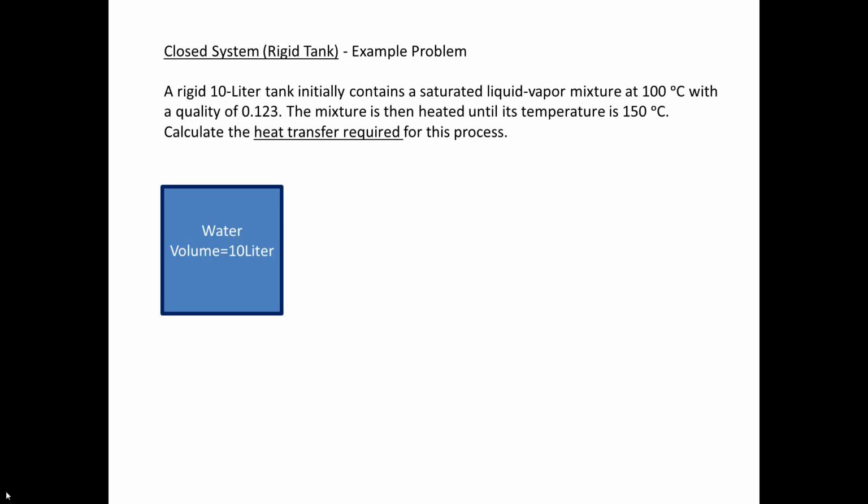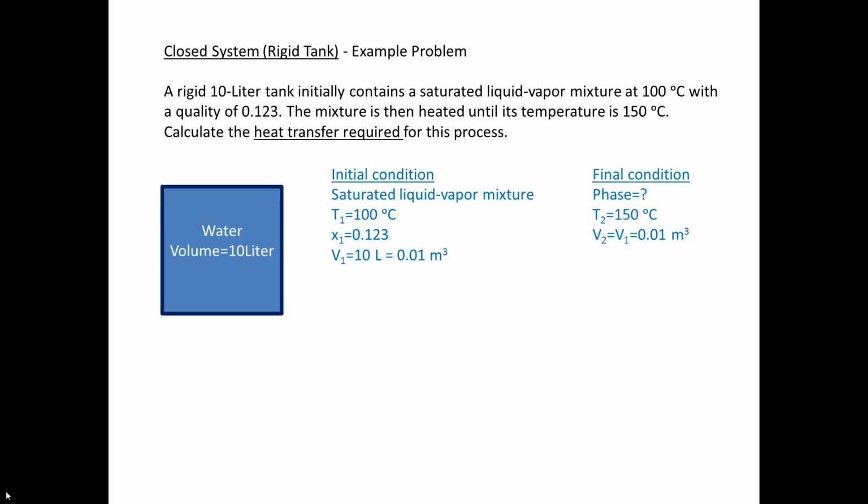Let's summarize the given information. We have information of initial phase of the system and initial temperature of 100 degrees Celsius. And the final temperature is 150 degrees Celsius by a heat transfer process. However, we do not know the final phase of the system yet, and the volume of the system remains 10 liters because it is a rigid tank.